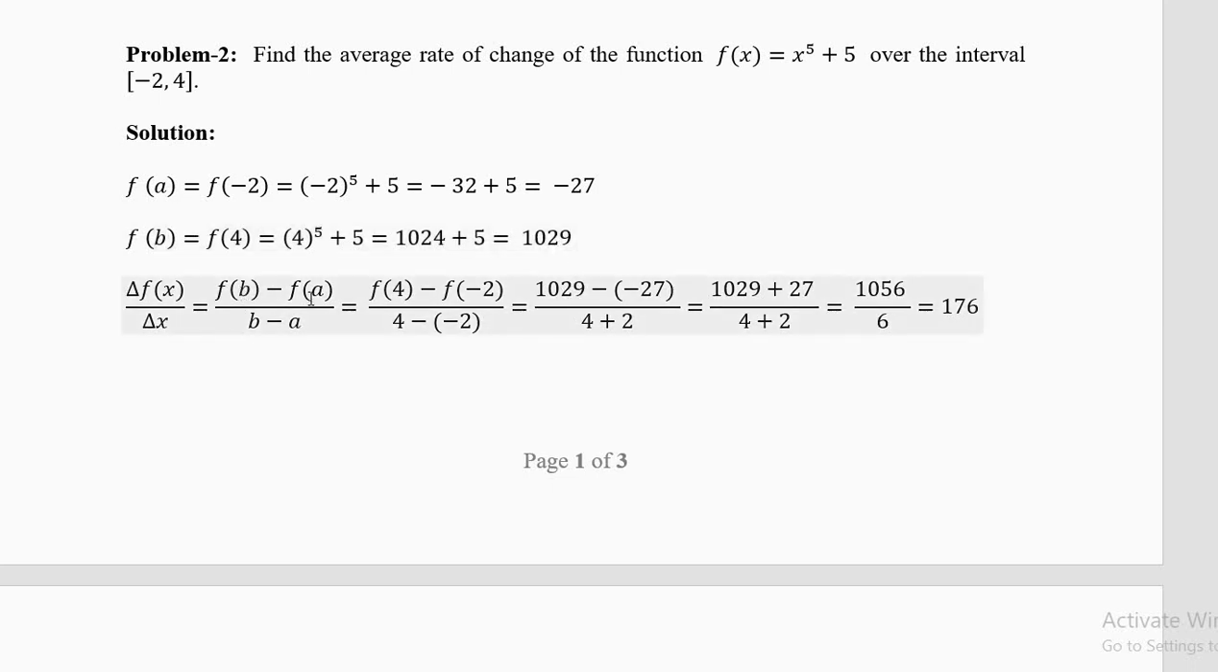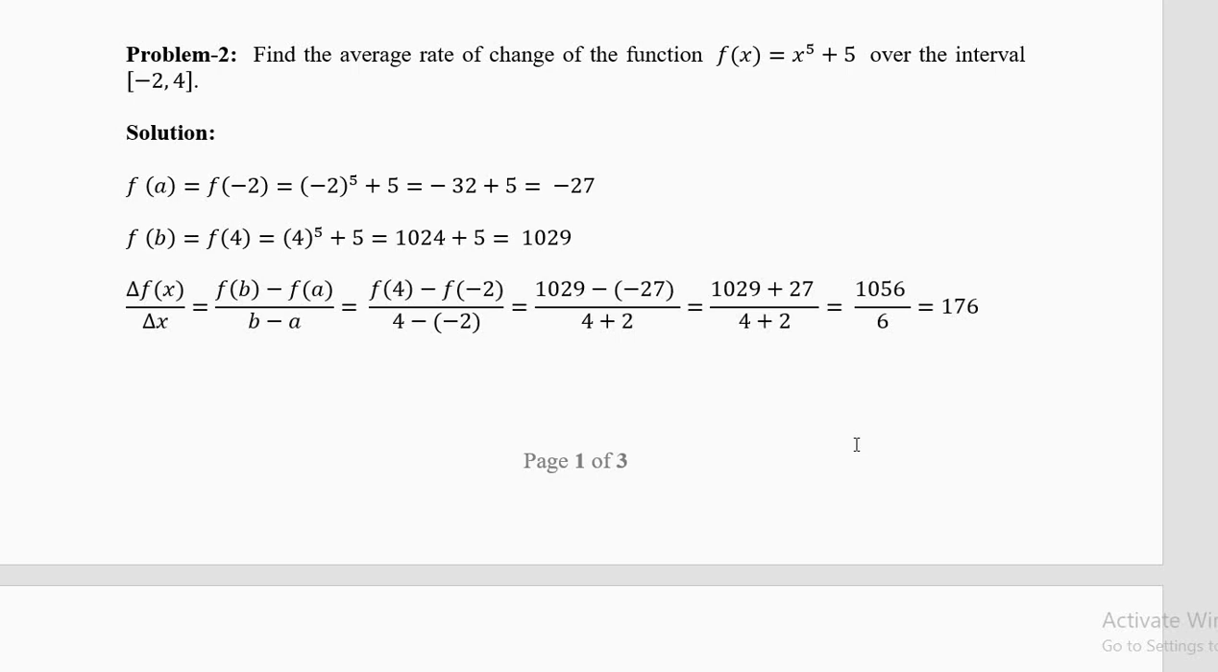Now it is f of b minus f of a. 1029 minus (-27). See, whenever you have a minus, put a bracket. The first minus is in the formula, the second minus is in the calculation. Now minus into minus is plus, you'll get 1029 plus 27, not 1029 minus 27. This is plus 27, not minus 27. You'll get 1056 divided by 6, which is 176.